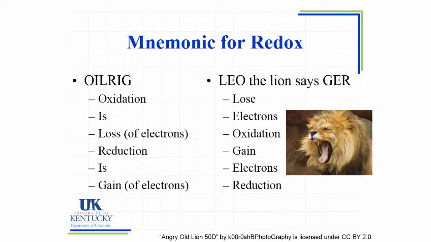When we're looking at redox reactions, sometimes it's a challenge to keep track of which one is which. And so here are a couple of mnemonics that can help you remember what's going on in these processes. The first one is called OIL RIG. So oxidation is loss of electrons, reduction is gain of electrons. Another option is LEO the lion says GER: lose electrons oxidation, gain electrons reduction. They mean the same thing, it's just a little mnemonic to help us remember what we're looking at.